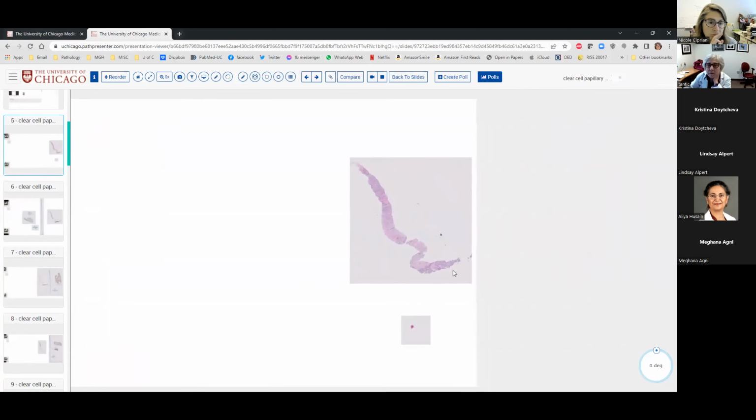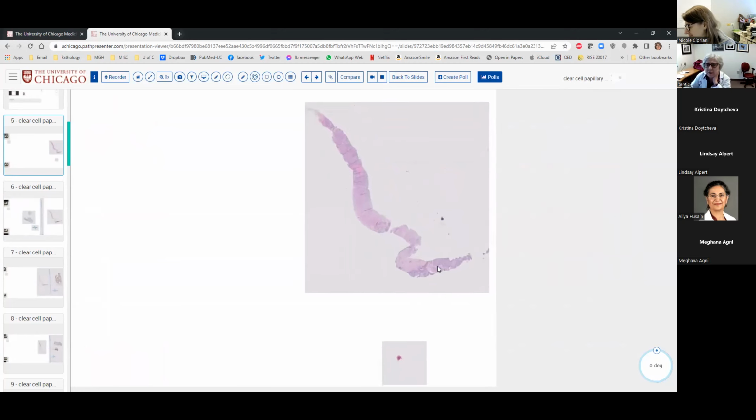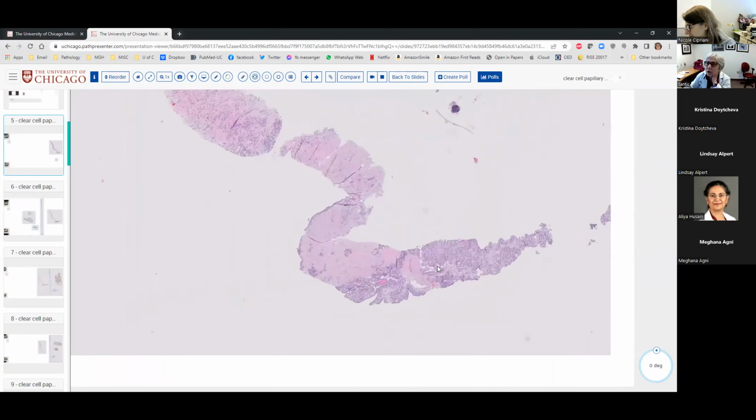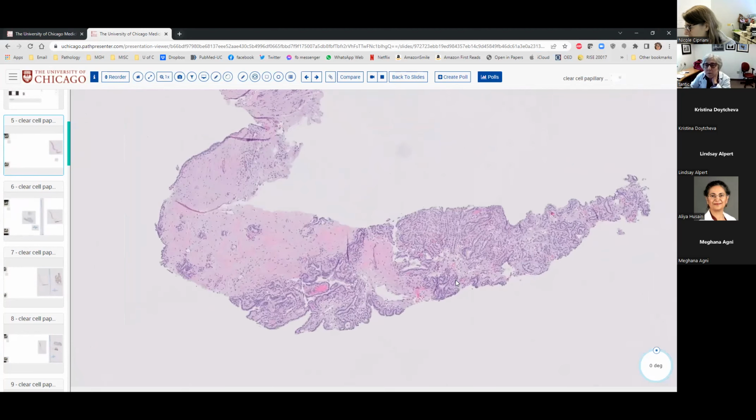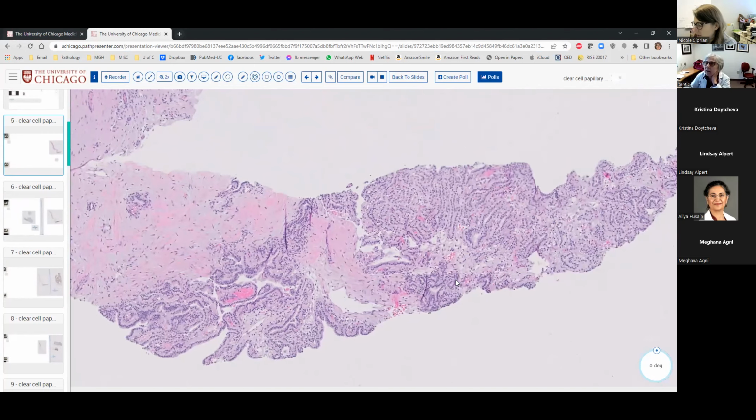Macrophages are not specific for any RCC. We usually see them in a fibrovascular core in a papillary type 1, but macrophages can be seen in any RCC. Therefore, they are not very specific.